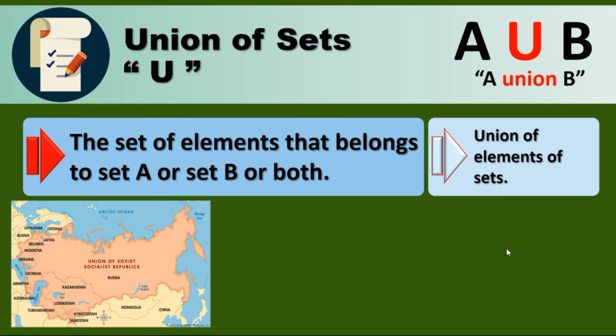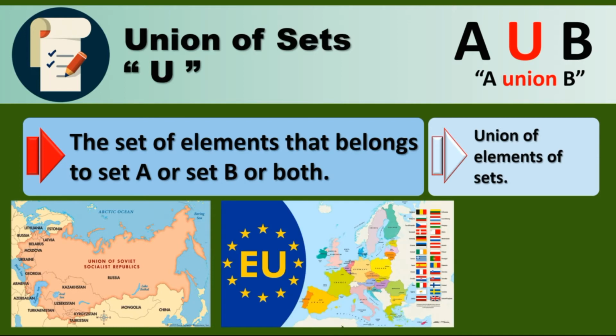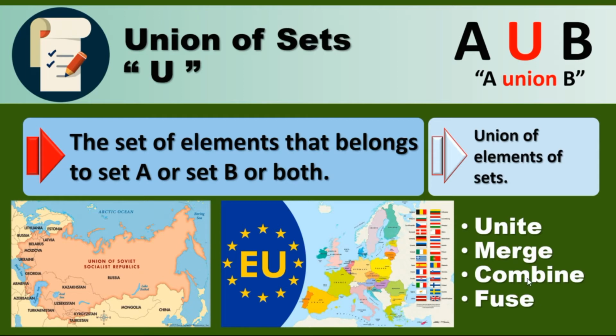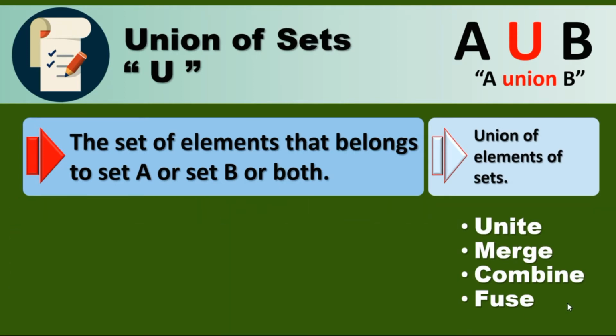Let's see here the map of the former Union of Soviet Socialist Republics, or simply USSR, which was composed of several countries. So with European Union, which is composed of various European countries. When we say union, it's another term for unite, merge, combine, or fuse. Let's have here our examples.